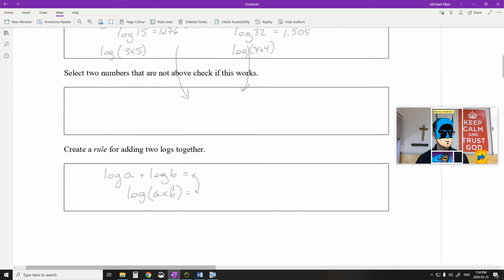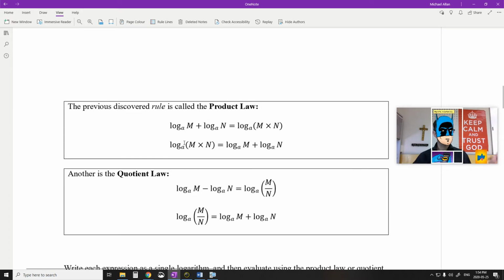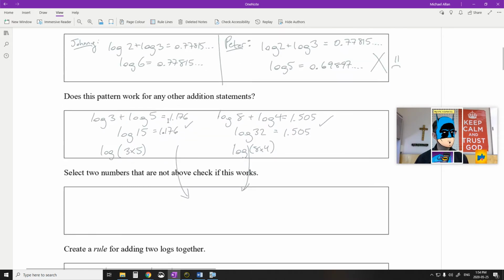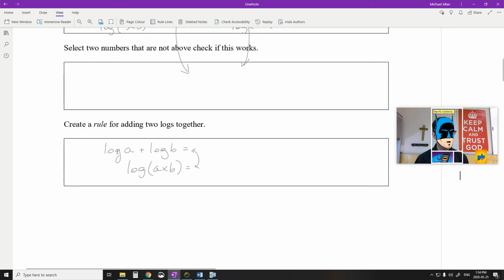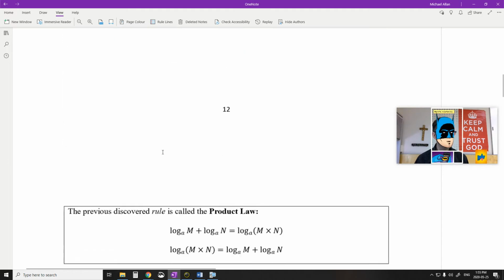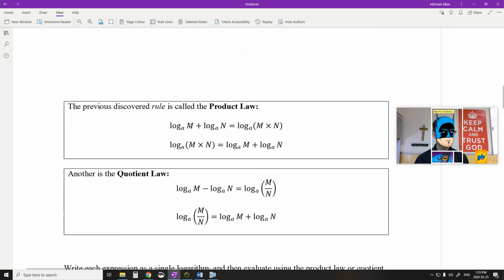You can see it on the next page. We call this rule the product law. If I'm adding two logs, as long as they have the same base, you notice that up here we're doing log base 10 all the way through, but I just changed that base to log base 2, I just multiply what's inside those two logs. Vice versa, I could separate the two if I wanted to.